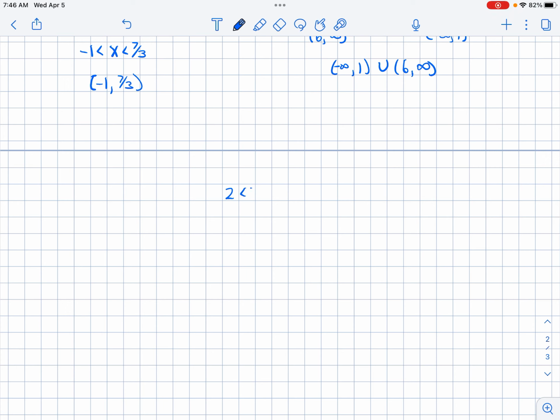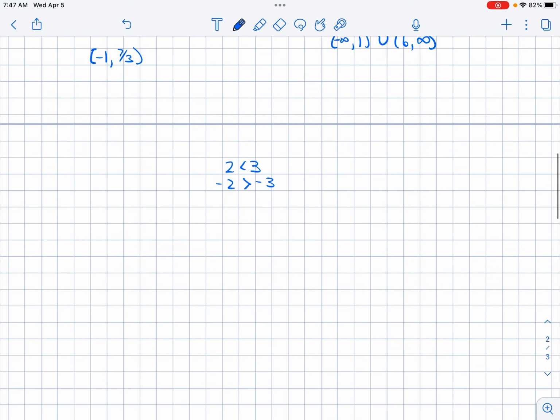2 is definitely less than 3. What if I multiply both sides by negative 1? Well, I've got negative 2 and negative 3. And if I don't change the direction of the inequality, I would be saying negative 2 is less than negative 3, which it's not. So I need to be sure and change that direction.